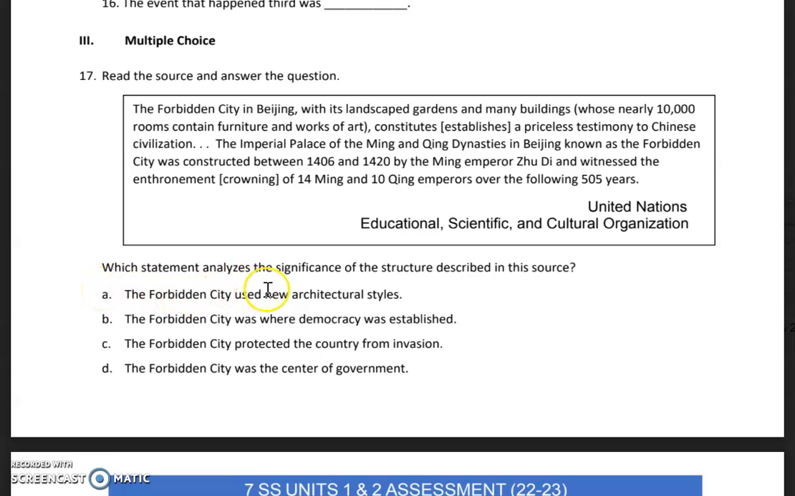A. The Forbidden City used new architectural styles. B. The Forbidden City was where democracy was established. C. The Forbidden City protected the country from invasion. D. The Forbidden City was the center of government.